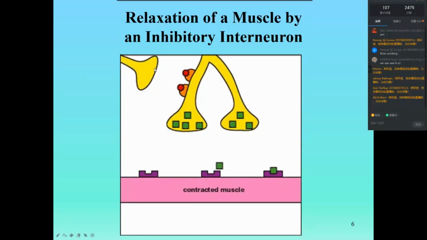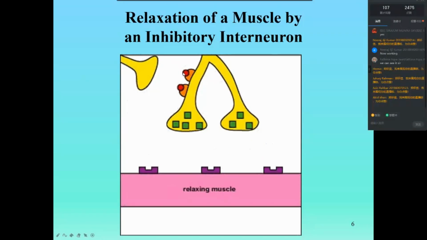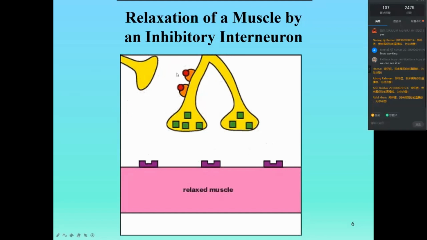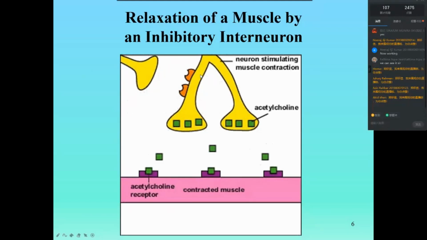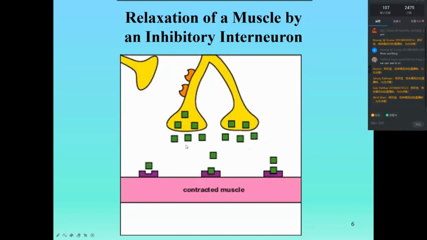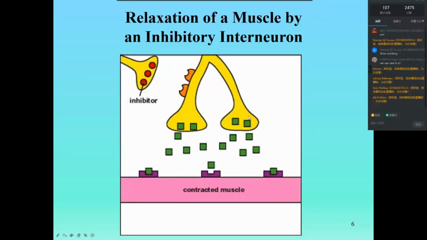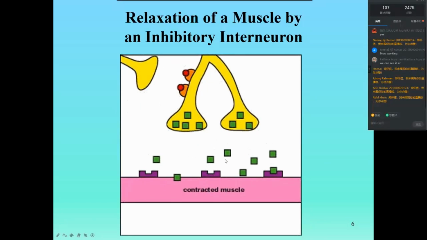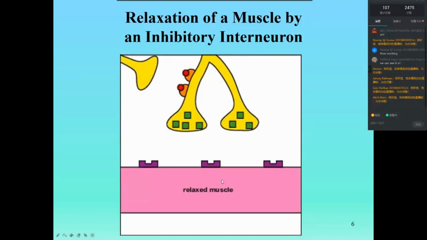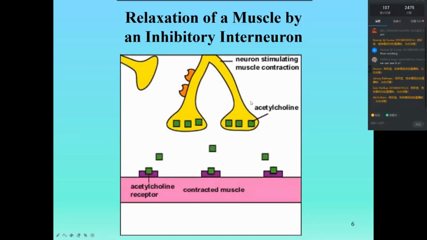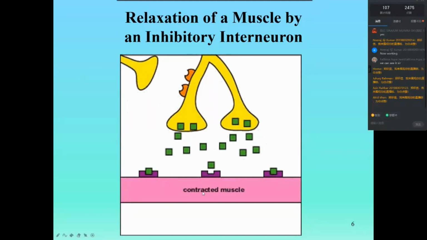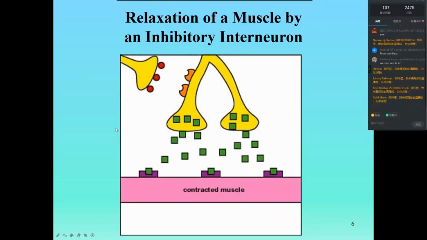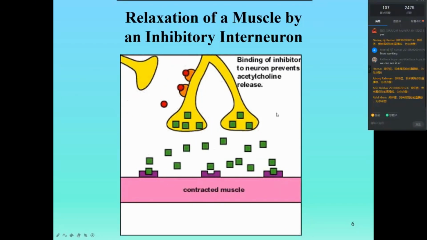The inhibitory neuron can release a transmitter, the red one, and this red transmitter can tell the motor neuron to stop releasing the acetylcholine, and that will reduce the amount of green transmitter, so the muscle will relax. So this is the regulation mechanism of the motor neurons, inhibitory neurons, and also the muscles. So this is a normal condition.